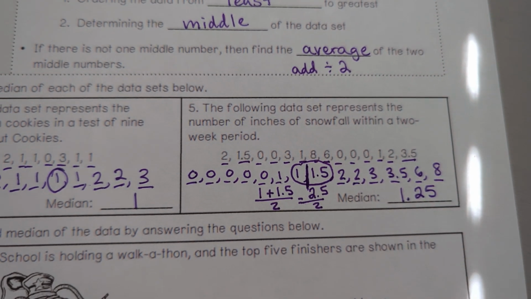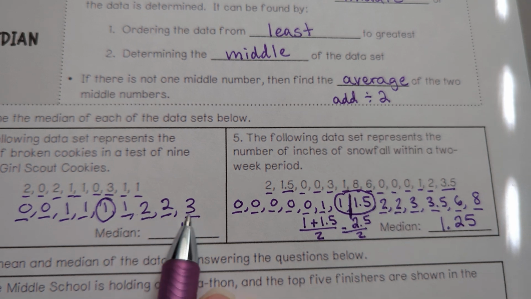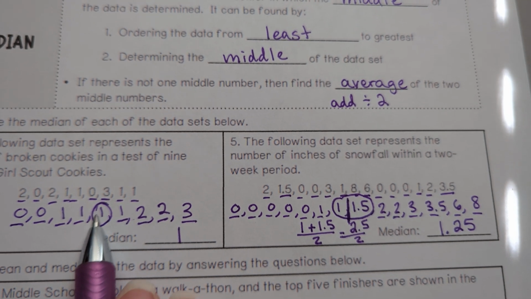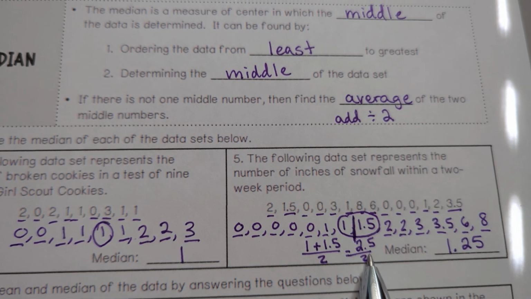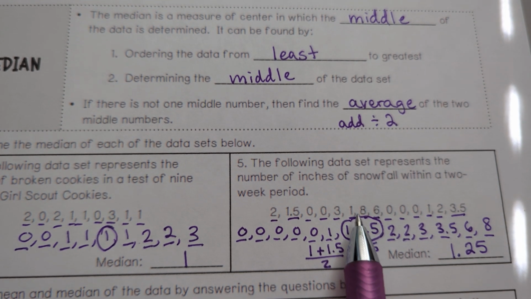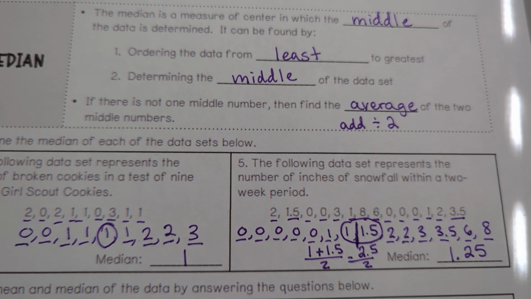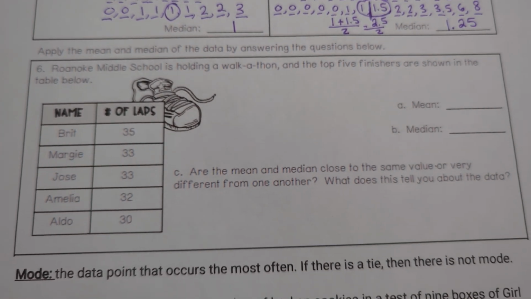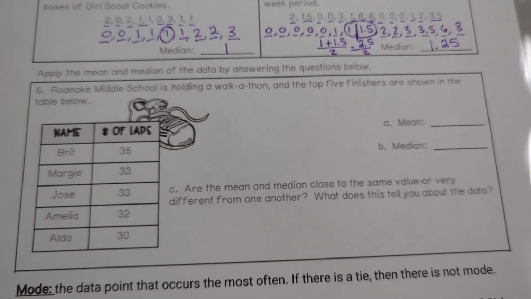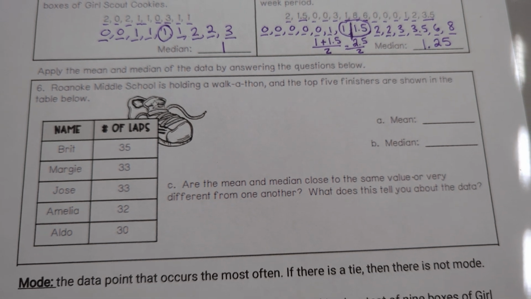All right, so again, if you have an odd number of pieces of information, you'll have exactly one number in the middle. If you have an even number, that means you're going to have a tie and have to find the average, which will be halfway between these two values. All right, so I want you to pause for a second. I want you to try this one and then unpause and check your answer.